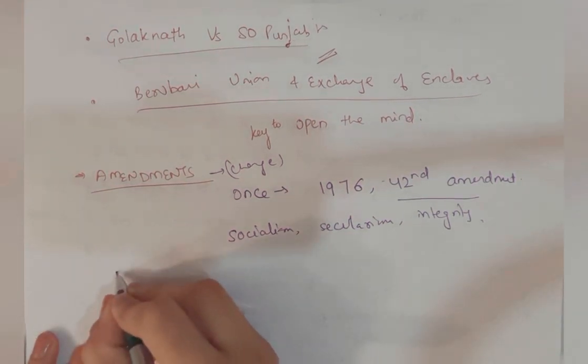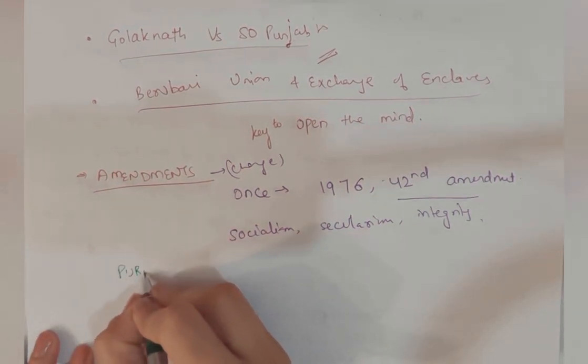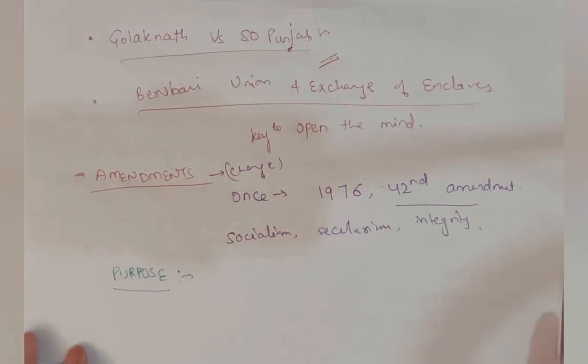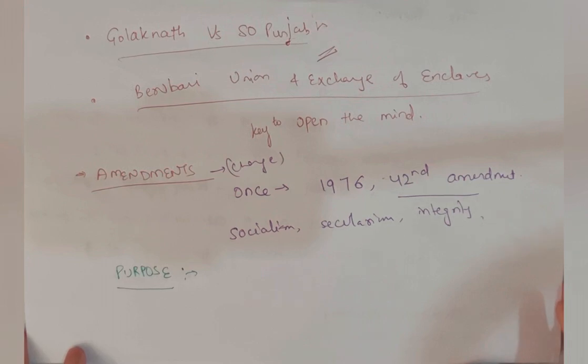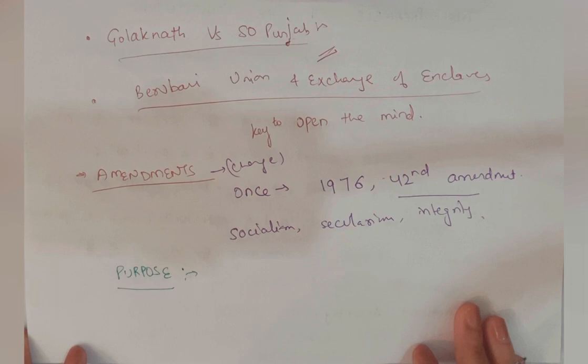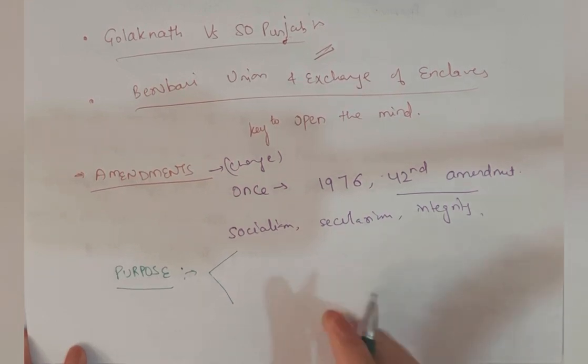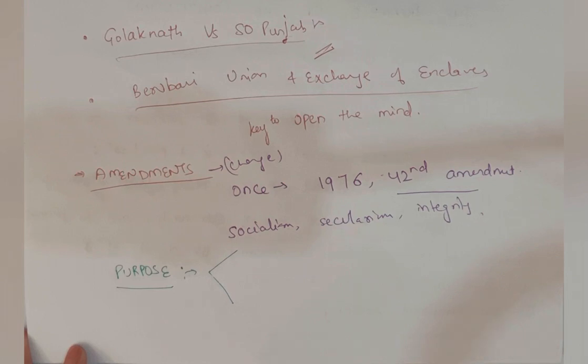Now we will discuss what is the purpose of having a preamble. So the Supreme Court held that the preamble can also be amended, and it is an inherent part of the Indian Constitution. The preamble of our Constitution serves mainly two purposes. What are the purposes? It mainly serves two purposes. First, it indicates the source from which the Constitution derives its authority.